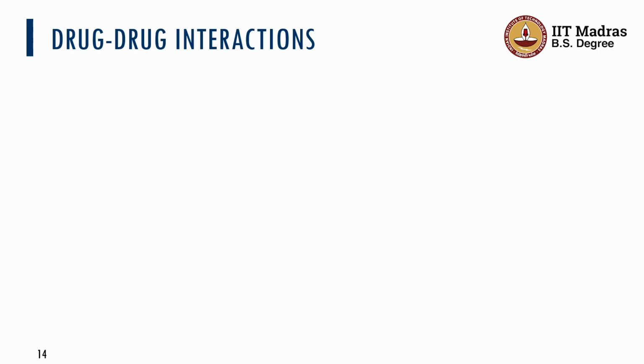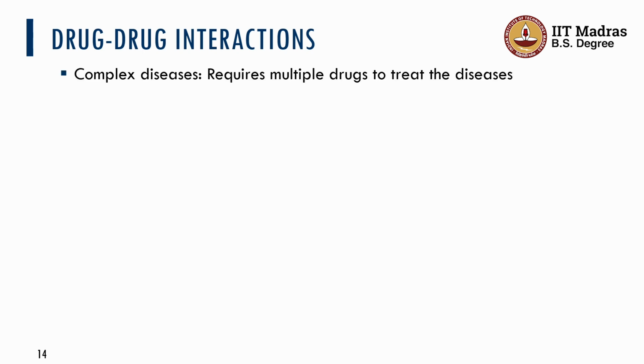Similar to protein interface prediction, there is another application called drug-drug interaction prediction. What does it mean by drug-drug interaction and why are we interested in it? Certain diseases are complex diseases. They require multiple drugs to treat. For example, in certain cases, we need to take a cocktail of drugs because the diseases are complex in nature.